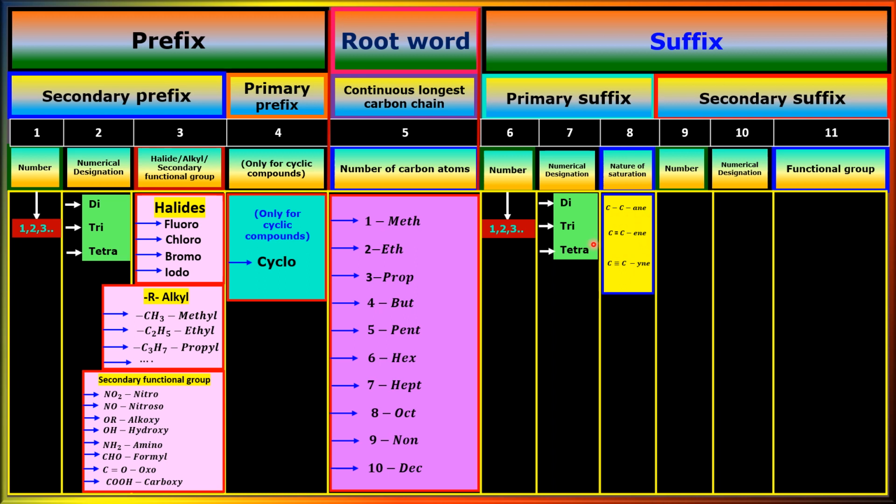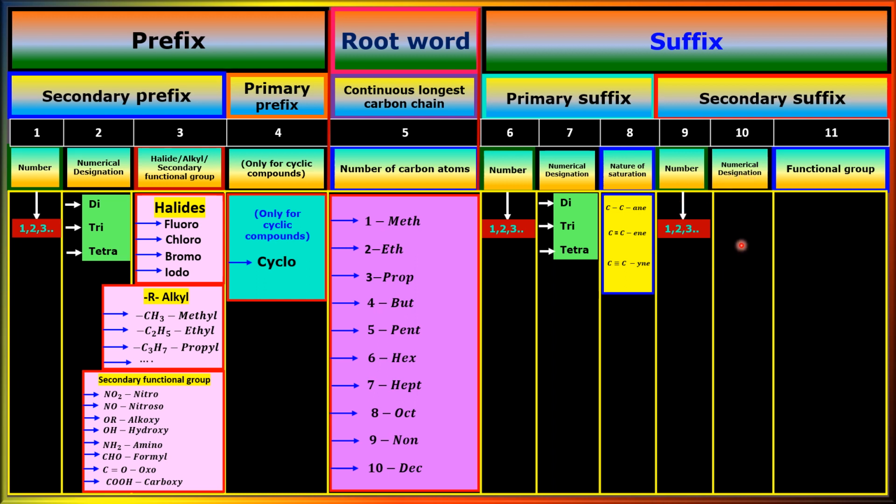If at least one carbon-carbon double bond is present in the parent chain, the primary suffix is ene. If at least one carbon-carbon triple bond is present in the parent chain we selected, the primary suffix is ine. Okay. Next, in the secondary suffix also we have a numerical designation and functional groups. Here, the number again represents to which carbon atom in the parent chain the functional group is attached.